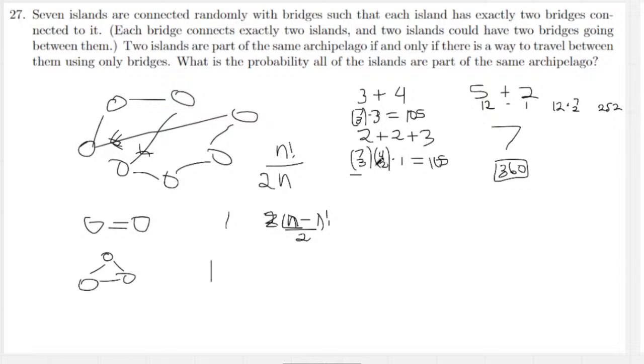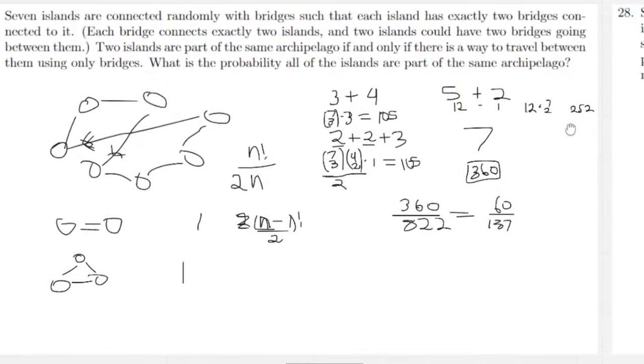Okay. And then we have to divide by another 2 because there are 2 archipelagos here, and these 2 can be swapped around. So we divide by 2, and that gives us the 105 here. So now let's add everything up. The total number of cases is 822. And once again, the number of valid ways is 360. Reduce this, and we get 60 over 137. Okay, moving on to number 28.